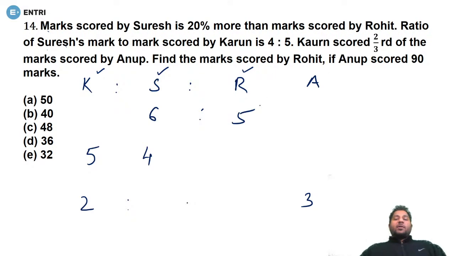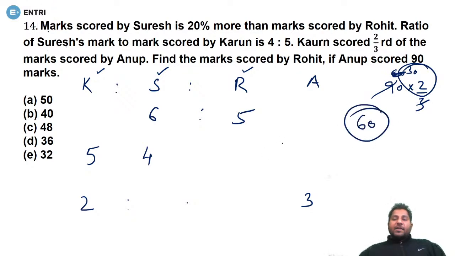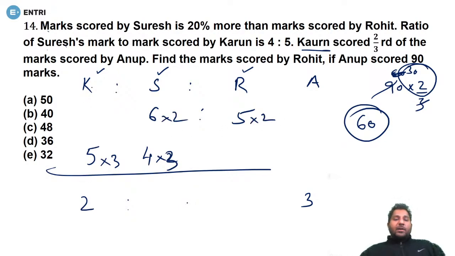Now, how are we going to do that? We know that we have made it equal. So if Anup had scored 90, that means Karun had scored 2/3, that means 60. 60 must have been scored by Karun. And you know that the final values after multiplying with 3 and 2 are 15, 12 and 10.